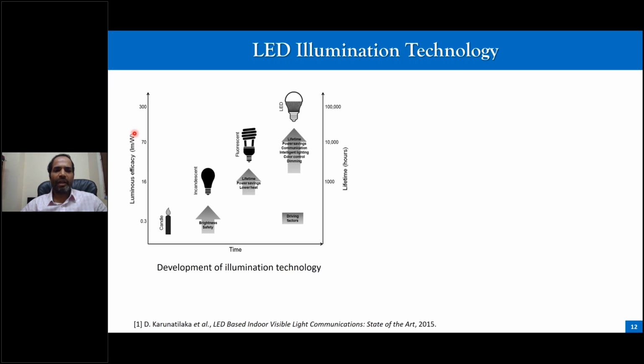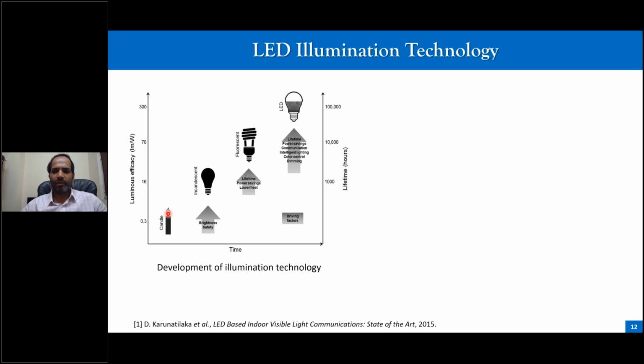You can appreciate that the higher this quantity, the better the source is. For example, LEDs have a luminous efficacy of 300 lumens per watt. That means for every watt that you provide to these LEDs, you will get 300 lumens. This was only 70 lumens per watt in fluorescent, and in incandescent bulbs it was even lower.